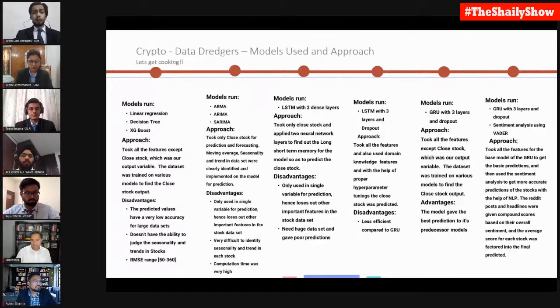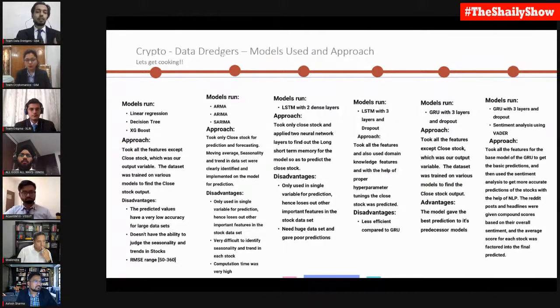Then we moved forward to particular time series models like the ARIMA model and the SARIMAX model. We were getting quite better results compared to the basic regression models. The advantage was that these models consider the seasonality and the trend, which the regression models were not taking into consideration. So first we need to check for seasonality and trend, then we have to make the data stationary.